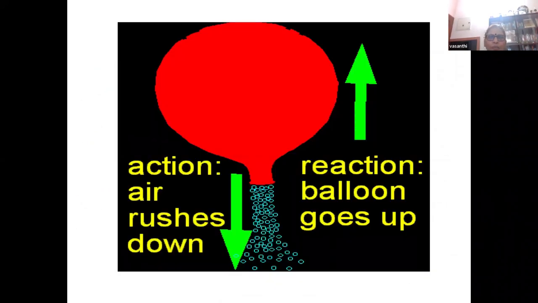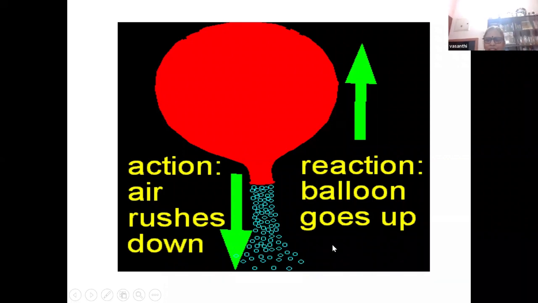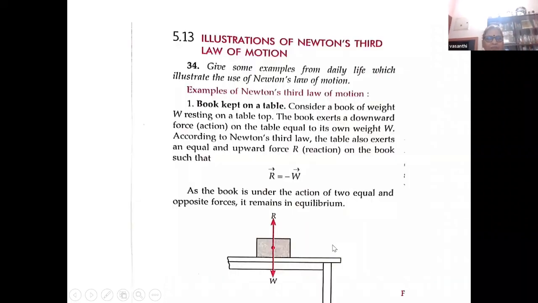So now we come to the third law. Usually we do this balloon experiment, isn't it? They inflate the balloon, invert it, and as the air gushes in the downward direction, immediately the balloon will rise. Aparna, you must have done this experiment, isn't it? Yes, ma'am. So for every action, there is an equal and opposite reaction. Now we can introduce the free body diagram.